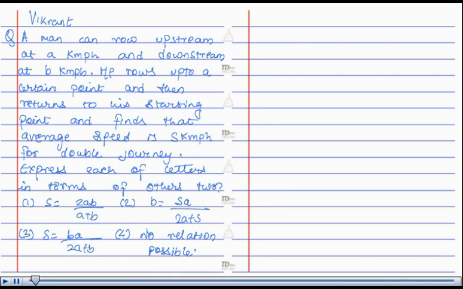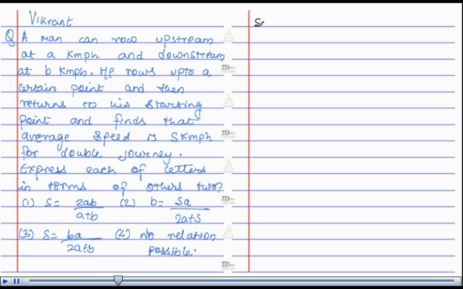Hello, I am Vikrant. The question is, a man can row upstream at a kilometers per hour and downstream at b kilometers per hour. He rows up to a certain point and then returns to his starting point and finds that the average speed is s kilometers per hour for the double journey. Express each of the letters in terms of the other two.